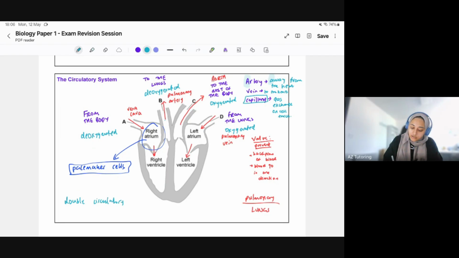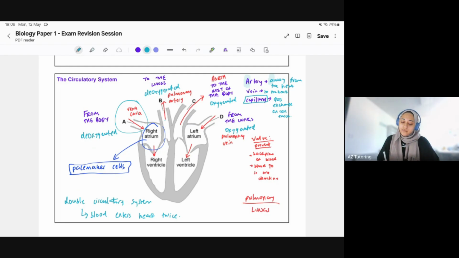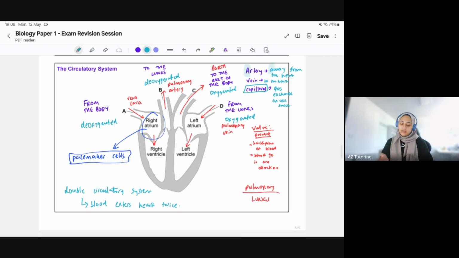Another thing about the circulatory system, they call it a double circulatory system. The reason why they call it a double circulatory system is because blood enters the heart twice. So blood enters the heart twice in every cycle. So you can see it enters the heart here at A first, entering as deoxygenated, and then it enters again the left atrium once it's got oxygen, and then it's giving it around. And that's happening every second, every heartbeat, this process is happening.